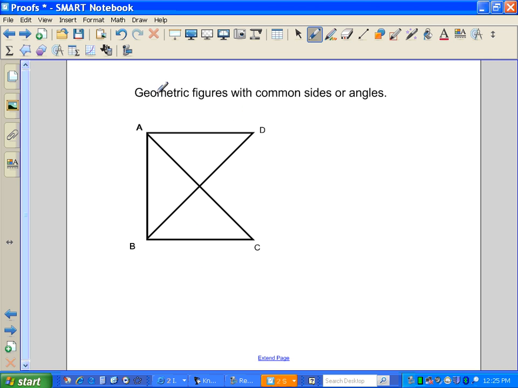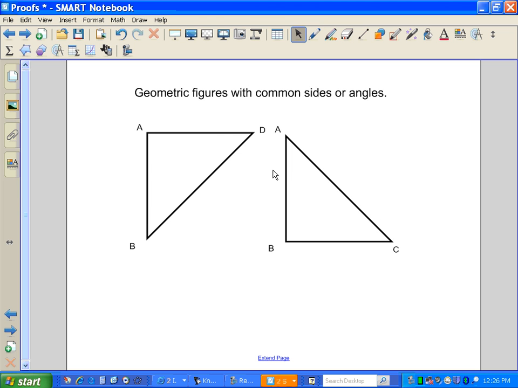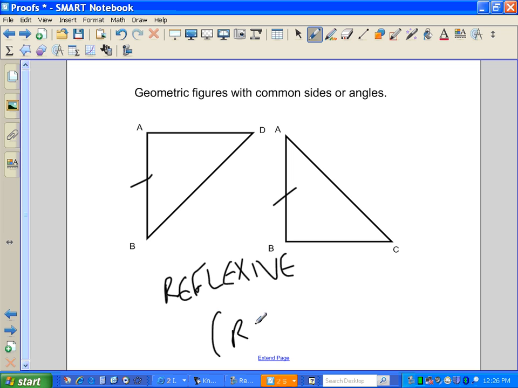Here's another case where we have geometric figures with a common side or an angle. I've got a bunch of triangles, but looking at these large triangles, triangle ABD and triangle ABC have some common parts. If I can pull away the correct triangle, both of them have that side AB in them, so I can mark that side as congruent. It's called the reflexive property when we say that something is congruent to itself. If you think about a reflection, when you look in the mirror, you see yourself and you're congruent to yourself. Anytime we're saying something's equal to itself, we use the reflexive property.